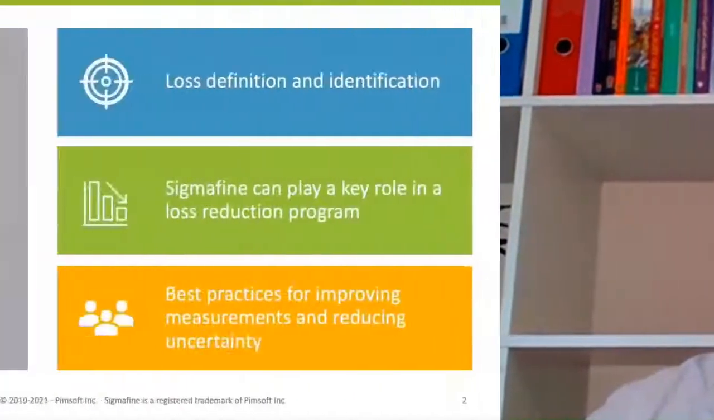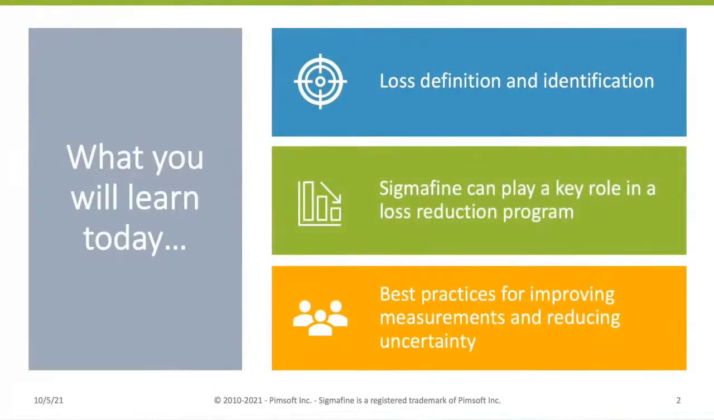Today, we want to demonstrate a Sigmafine approach to support refinery oil loss identification, analysis, and control. Today, you will learn the best way to identify loss, how Sigmafine can play a key role in a loss reduction program, and the best practices for improving measurements and reducing uncertainty.